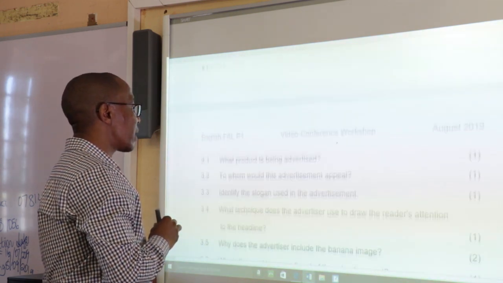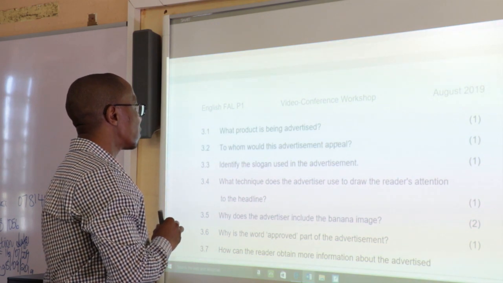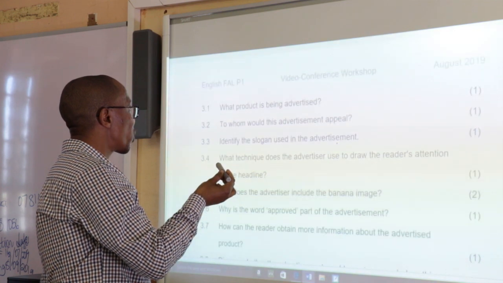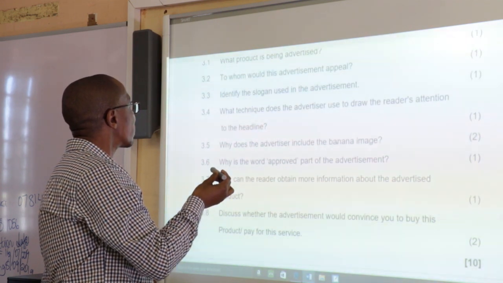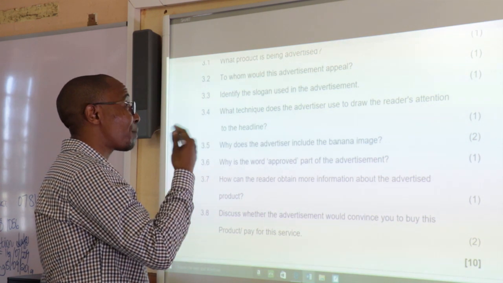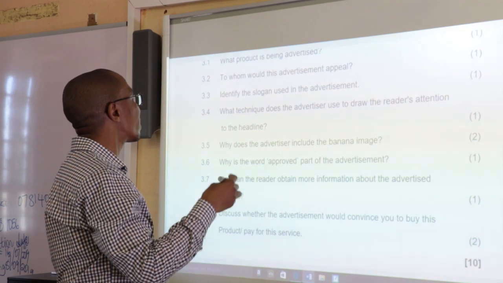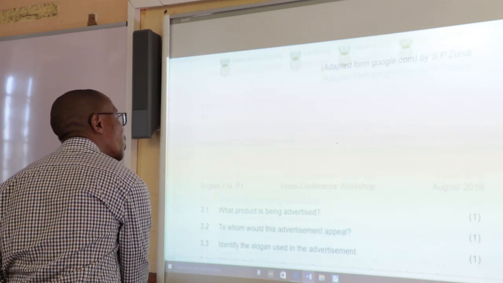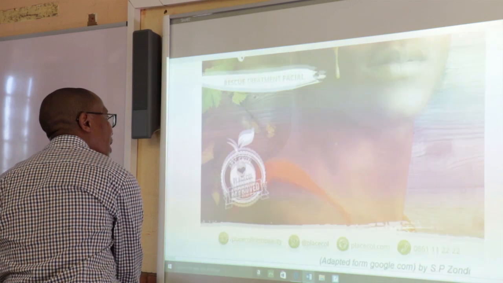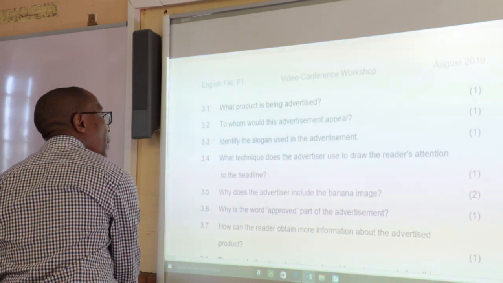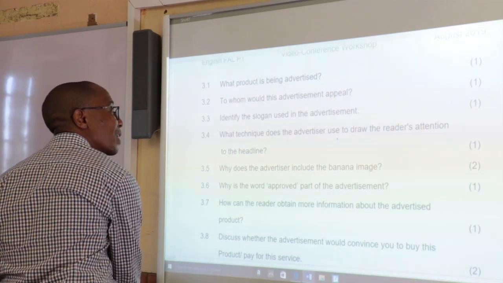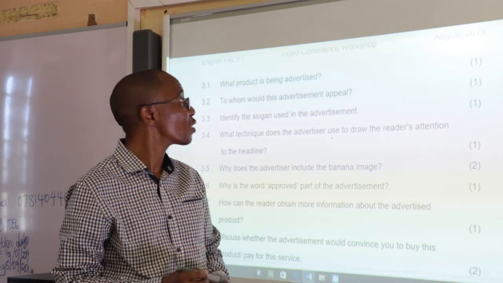And then there are some questions. What product is being advertised? So you level 1, 2 questions. To whom would this advertisement appeal? And again, they cannot say black people just because there's a black face there. So they have to read, understand, and say, okay, it's for people who love their skins, for people with skin problems, for people who need some skin treatment and so on.